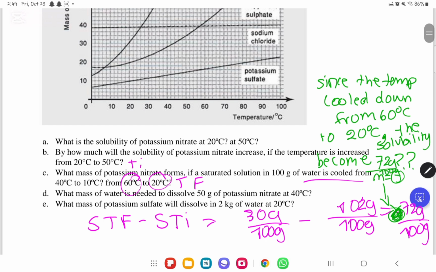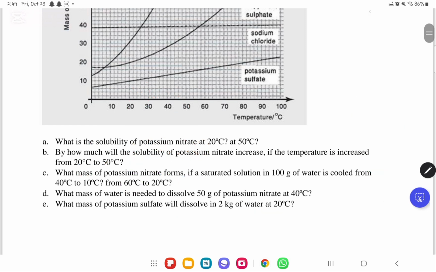Now, another thing that I didn't pay attention to was that in part A, they asked us for the solubility. When they ask you for the solubility, you do solute over solvent. But in part C, they asked us for the mass. So this is a mistake from me. That's why I'm going to correct my mistake now. When they ask you for the mass, you only put the mass of the solute that you found. So I believe for the 40 to 10 degrees, it was 40 grams, if I'm not mistaken. So now the mass of potassium nitrate formed will be 40 grams.